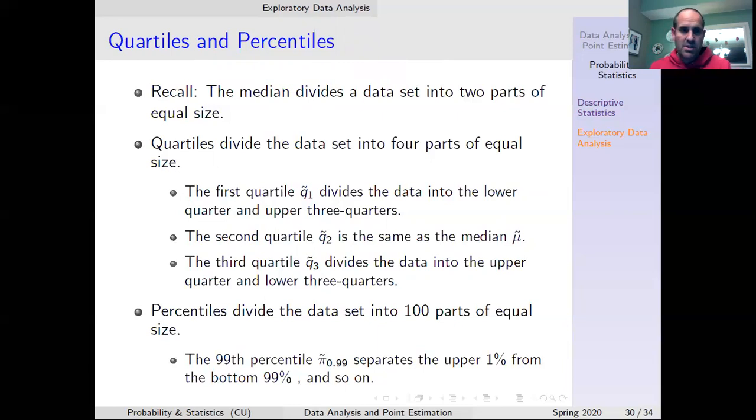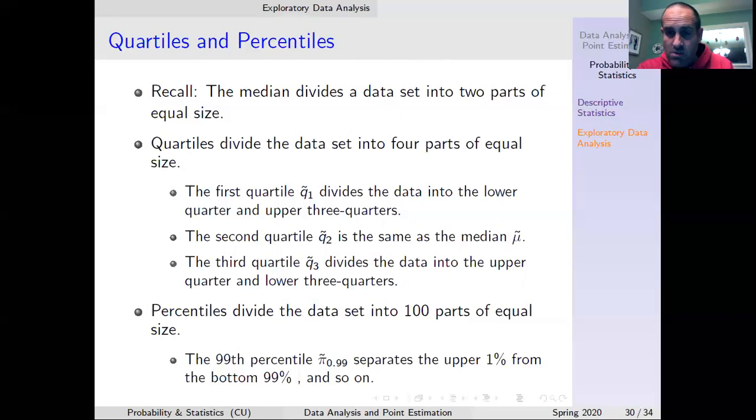called quartiles. So the median divides a data set into two parts of equal size. Remember, if you have an odd number of data points, the median is the number that's exactly in the middle. And if there's an even number of data points, you have to take the average of the middle two numbers, okay? So you have the median dividing the set into two pieces.